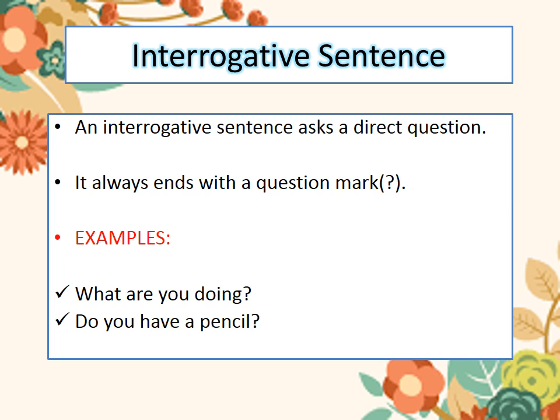And the second example, do you have a pencil? This begins with a helping verb. So in this way, interrogative sentences can be written in two ways. First, some interrogative sentences begin with a question word like what, who, where, etc. And second, some interrogative sentences begin with helping verbs.